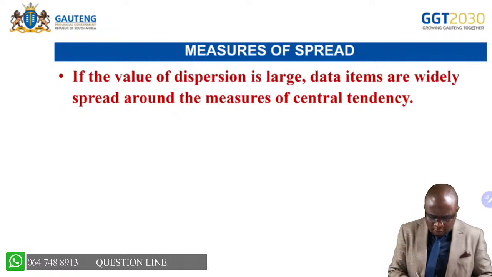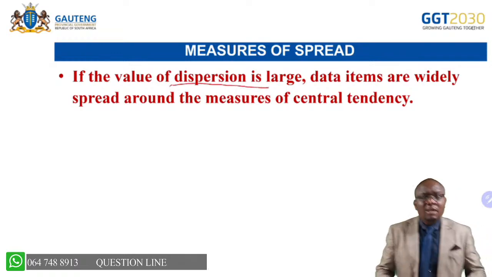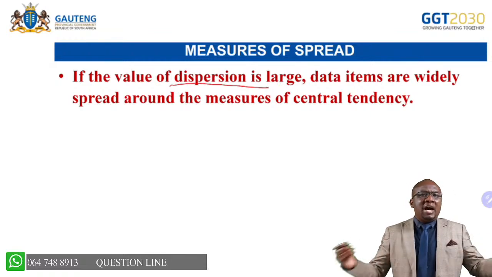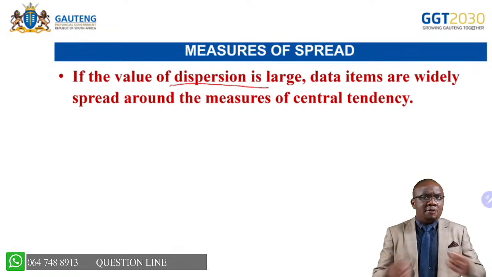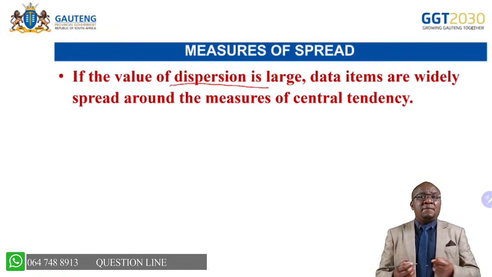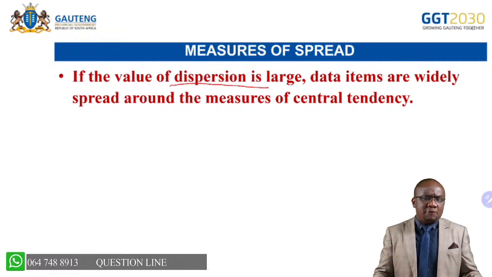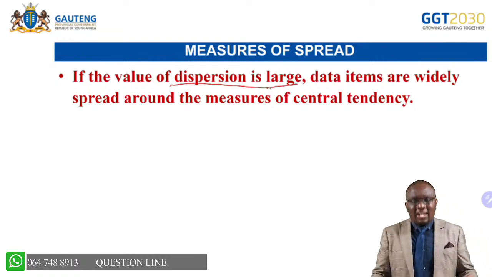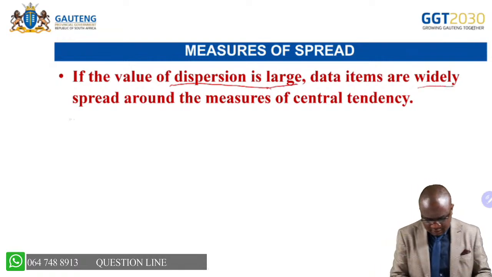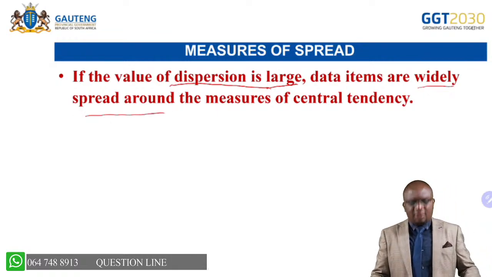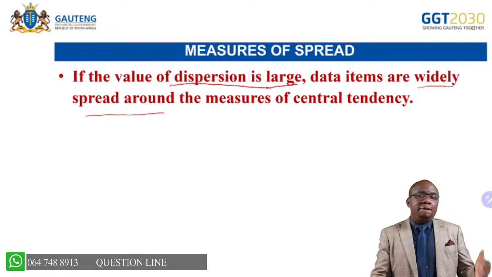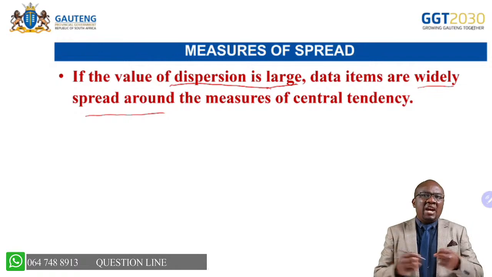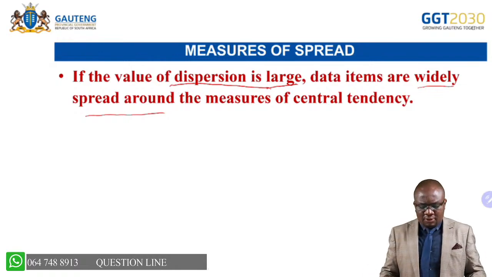The measures of spread are referred to as the measures of dispersion. How spread out the data is. That's why you call them the measures of spread or the measures of dispersion. If the dispersion value is large, data items are widely spread around the measures of central tendency. If the measure of dispersion is large, the data items are widely spread out around what? Around the measure of central tendency.